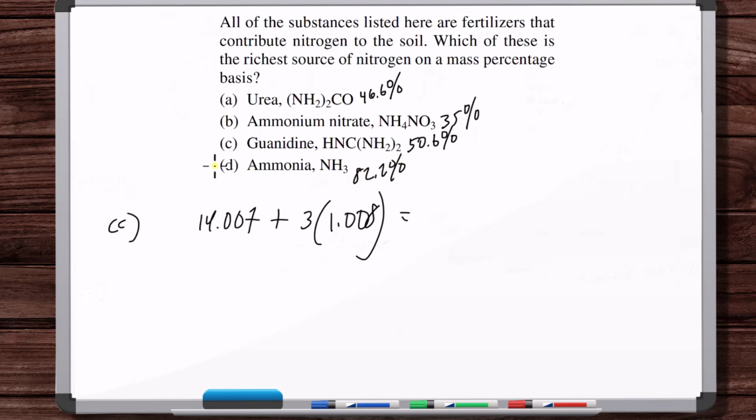So the answer is ammonia is the richest source of nitrogen on a mass percentage basis. Not an atomic percentage. On an atomic percentage, this is 1 in 4. This still might be the largest atomic percentage, but now probably this 3 to 9. So no, this still probably would be the largest atomic percentage, but from a weight percentage basis, this is the largest, ammonia.